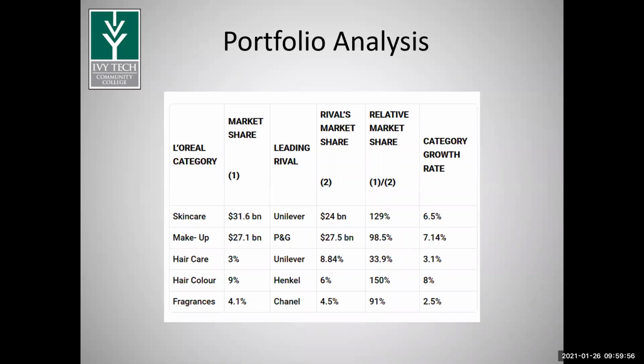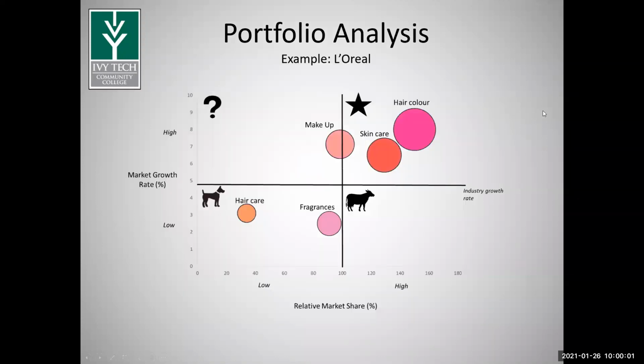Same thing with hair color. So let's see how L'Oreal saw it. As you can see, they had the hair care and the fragrances in the dog category. They put makeup right here, maybe we're in there, maybe we're not. But hair color and skincare were right up there. And that's how they looked at it. So then you can start developing strategies.